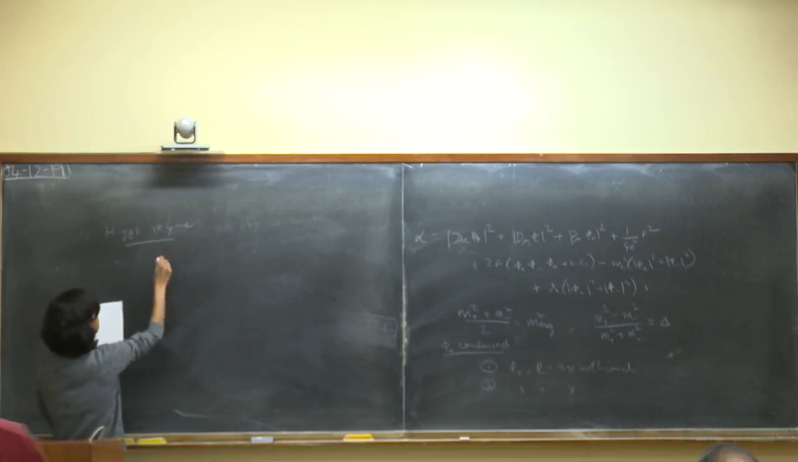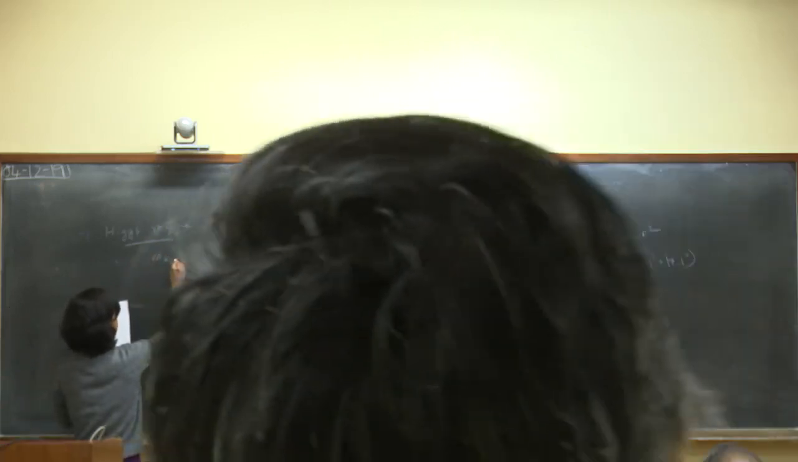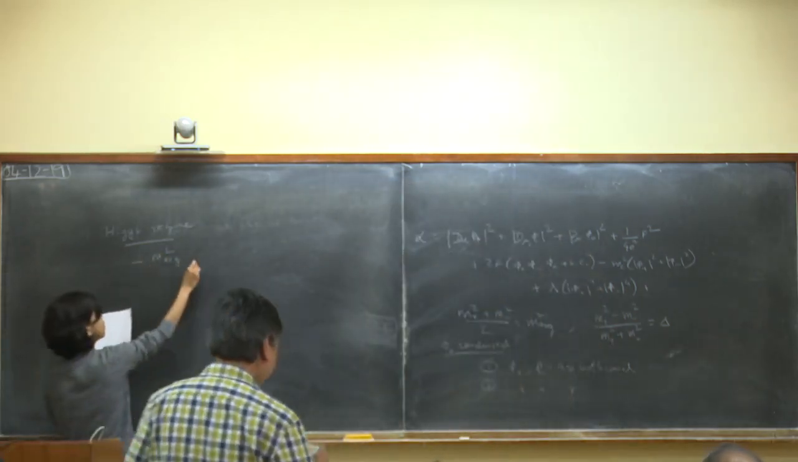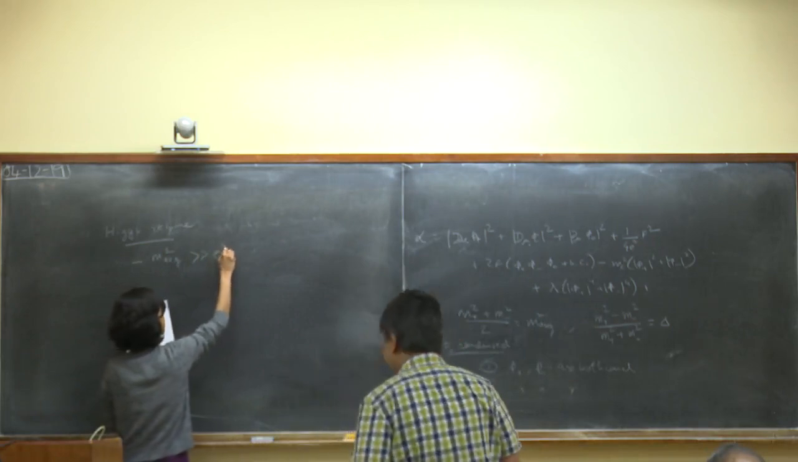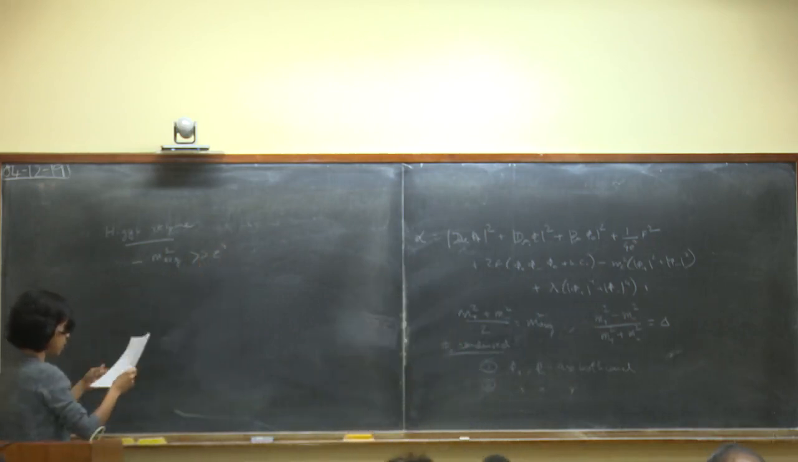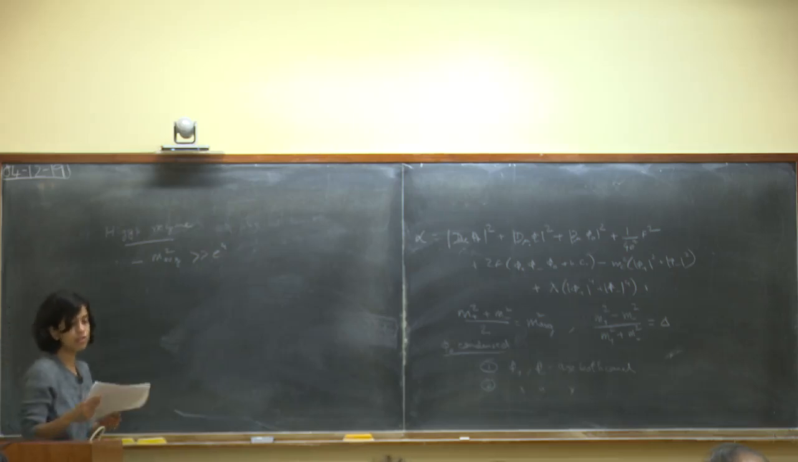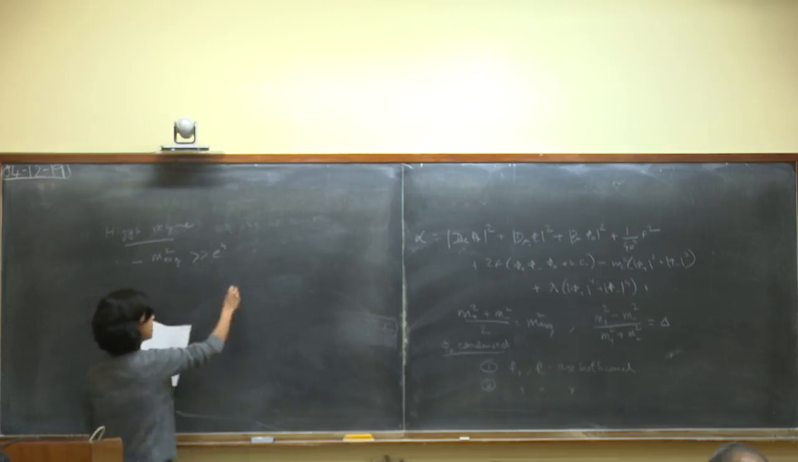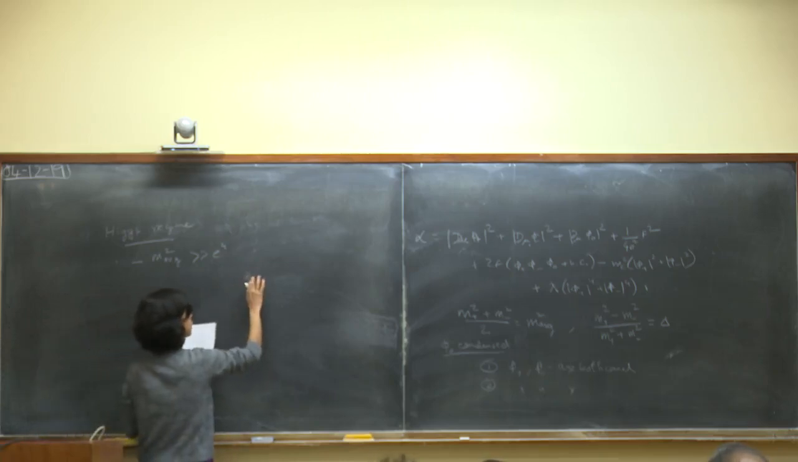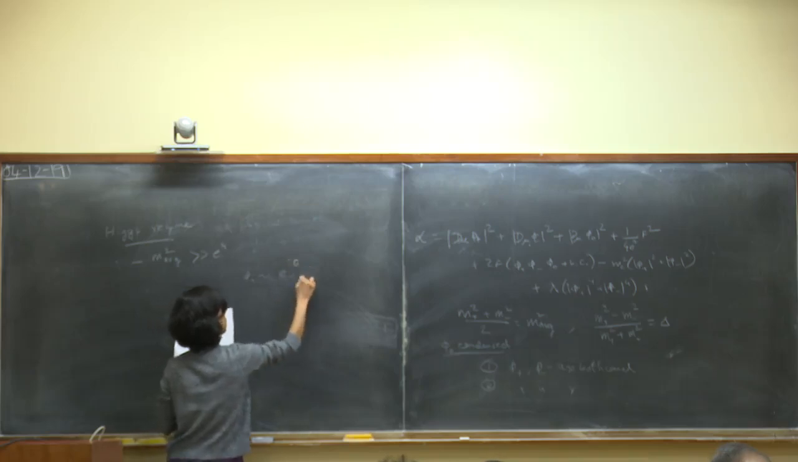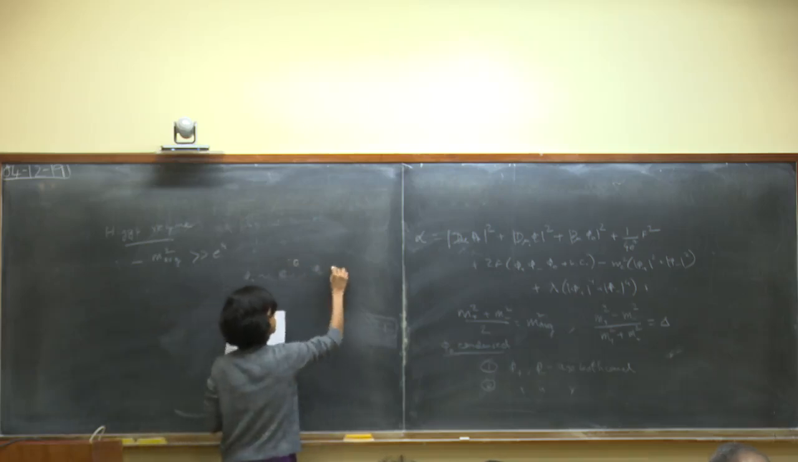So now I am in a regime where m average square, minus of m average square, is much bigger than e to the 4. So I am deep in the Higgs regime. So I'm going to now compute the Wilson loops around vortices. And I can just choose one of them. So let's say phi plus is winding by e to the i theta, and phi minus is not winding.